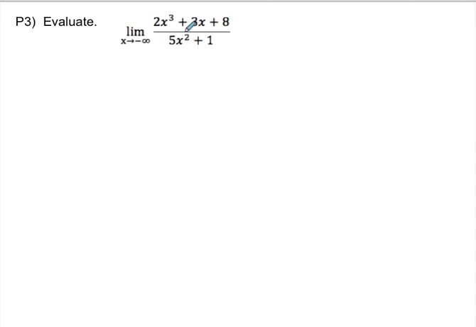All right, let's do the same thing here. Again, I'm going to take the largest power in the denominator, which in this case is going to be an x squared. So I'm going to multiply by 1 over x squared.